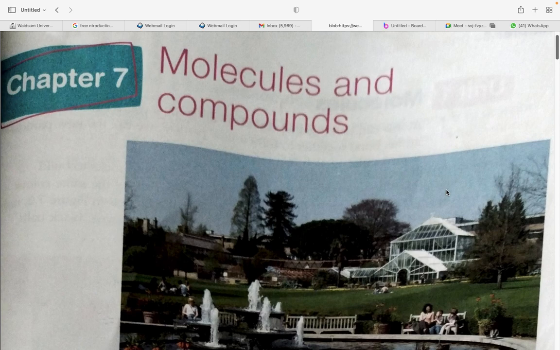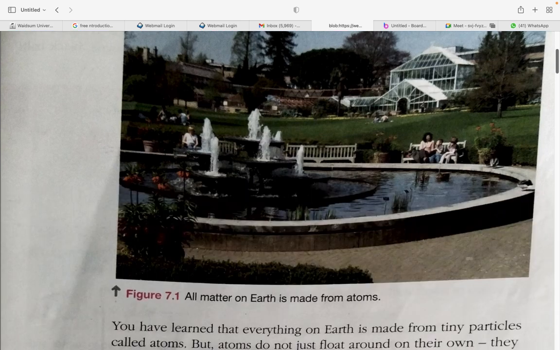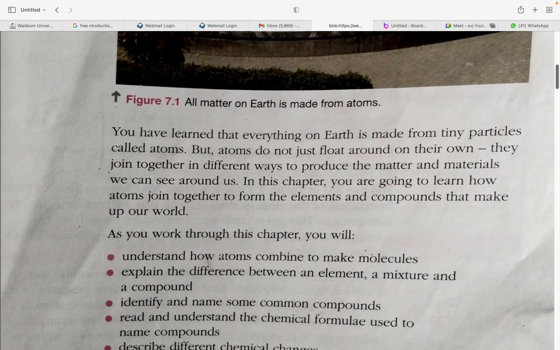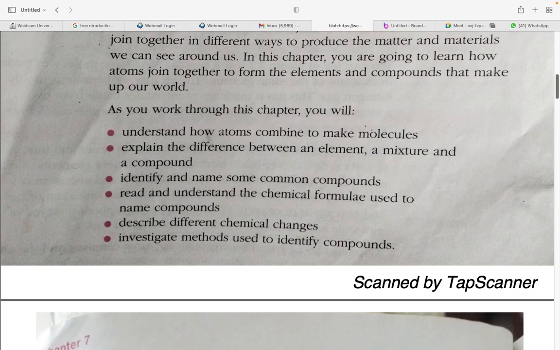Today's chapter is 7, which is molecules and compounds. Science grade 8, molecules and compounds. At the end of this chapter, these are the things we expect you to have an idea about. We want you to understand how atoms combine. You remember in chapter 6 we studied atoms and elements. Here we want you to understand how atoms combine together to form molecules.